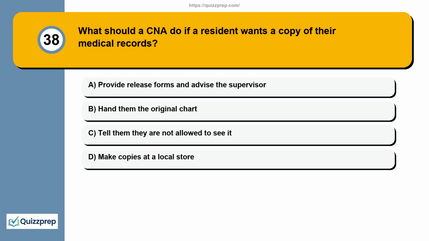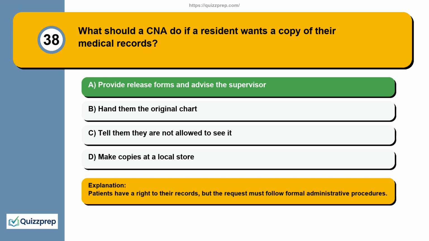Question 38. What should a CNA do if a resident wants a copy of their medical records? Provide release forms and advise the supervisor. Hand them the original chart. Tell them they are not allowed to see it. Make copies at a local store. Patients have a right to their records, but the request must follow formal administrative procedures.